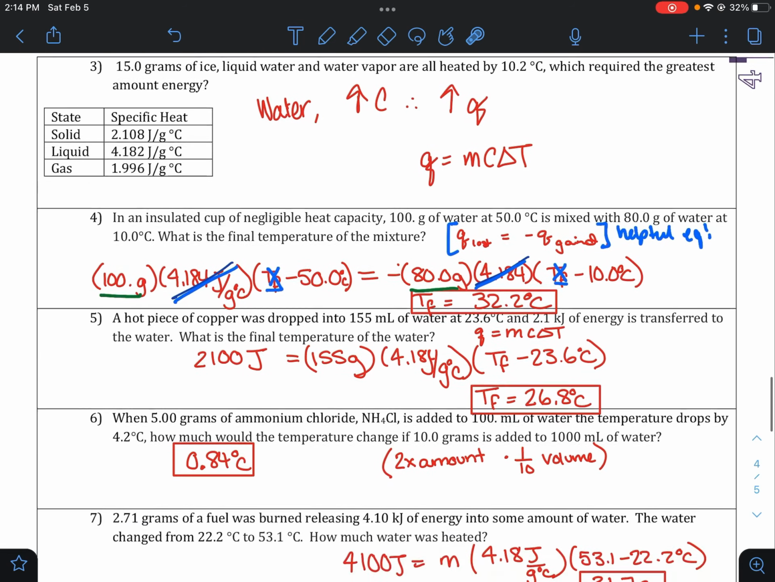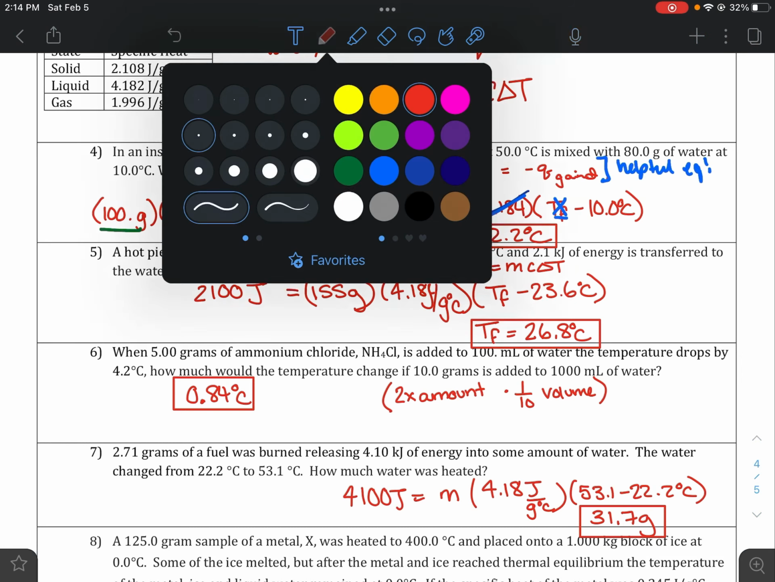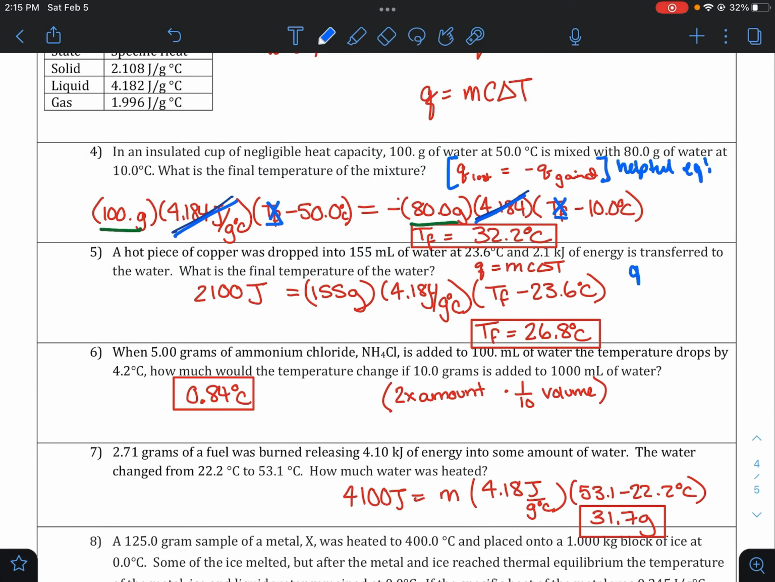Number 5: a hot piece of copper was dropped into 155 mL of water at that temperature, and 2.1 kilojoules of energy is transferred to the water. We're trying to figure out now what the final temperature of our water is. We're still going to use Q equals MC delta T.